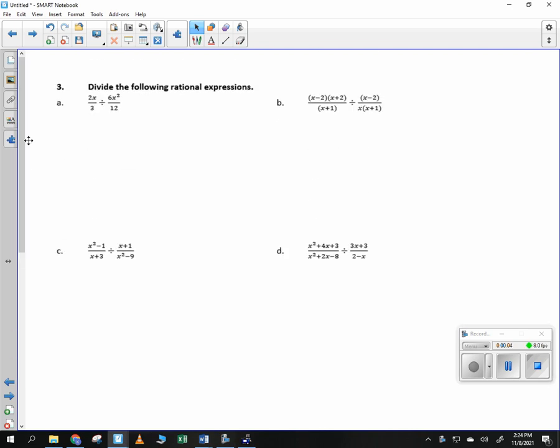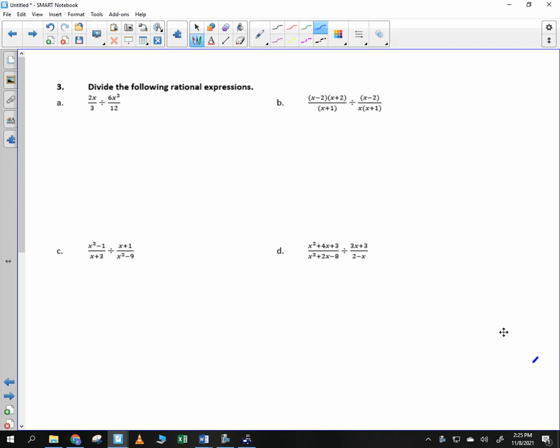All right, today we want to divide rational expressions. So we did the other stuff the other day. And I don't know about you guys, but I don't like division. I don't like to divide, so I just don't divide. I'm going to multiply by the reciprocal. So we got 2x over 3 times 12 over 6x squared.